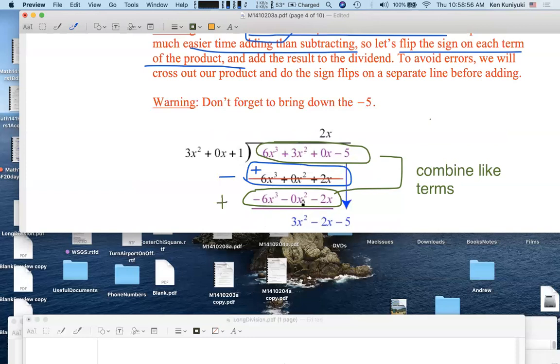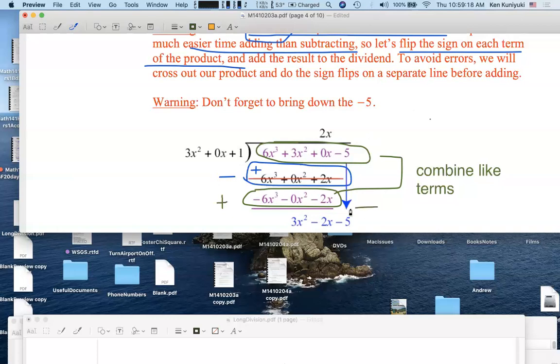3x squared and, well, this thing here is just 3x squared again. A 0x and a negative 2x, that gives a negative 2x. Again, you're much better at adding than subtracting. Because a lot of people, if they try to think, what's 0x minus 2x, it's easy to mess that up. We get negative 2x. Carry down the negative 5.